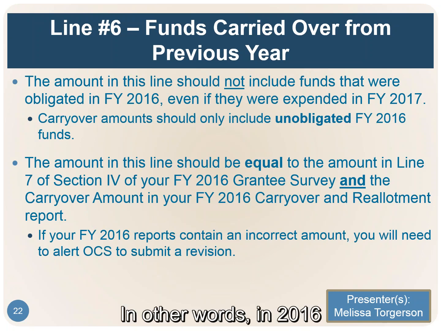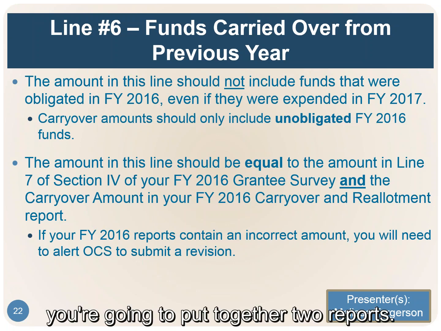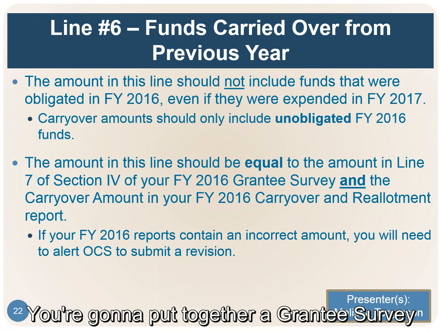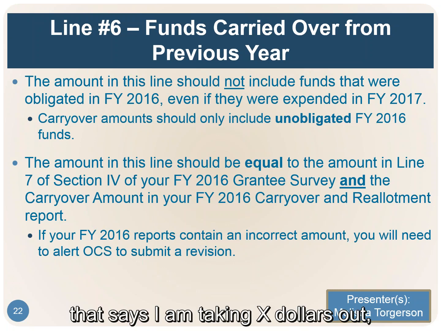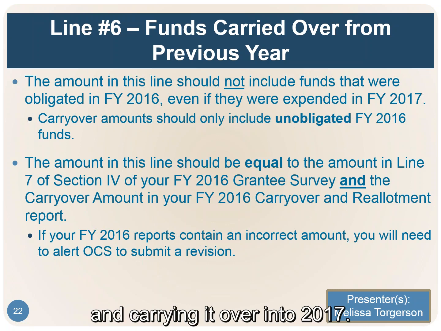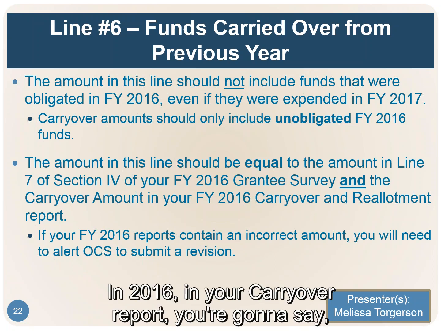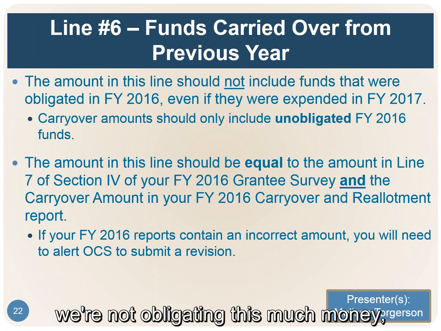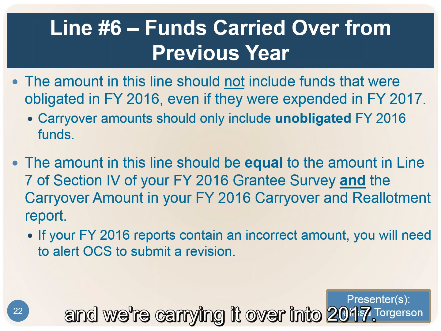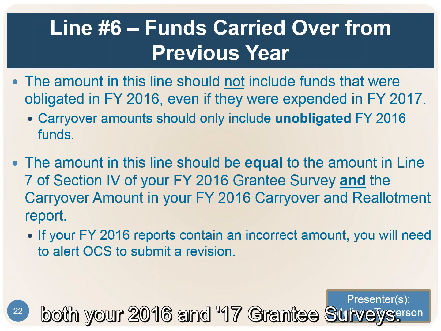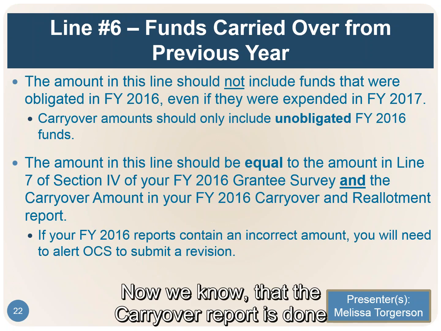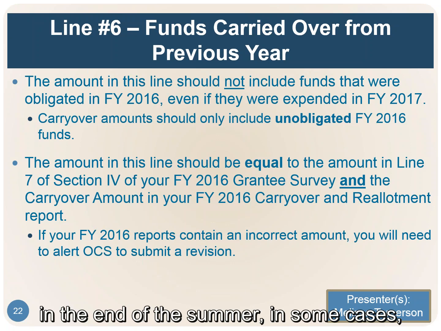In 2016, you're going to put together 2 reports. You're going to put together a grantee survey that says, I am taking X dollars out and carrying it over into 2017. And in 2017, that's going to show up as a source. In 2016, in your carryover report, you're going to say, we're not obligating this much money and we're carrying it over into 2017, and that should match both your 2016 and 2017 grantee surveys.